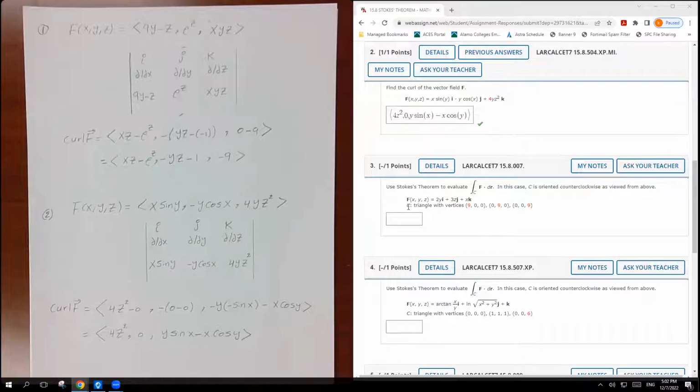For number 3, we're going to use the Stokes theorem to evaluate the integral of F dot dr, counterclockwise. So F here is our F, and the triangle with the vertices 9, 0, 0, 0, 9, 0, and 0, 0, 9. So let's check this example.